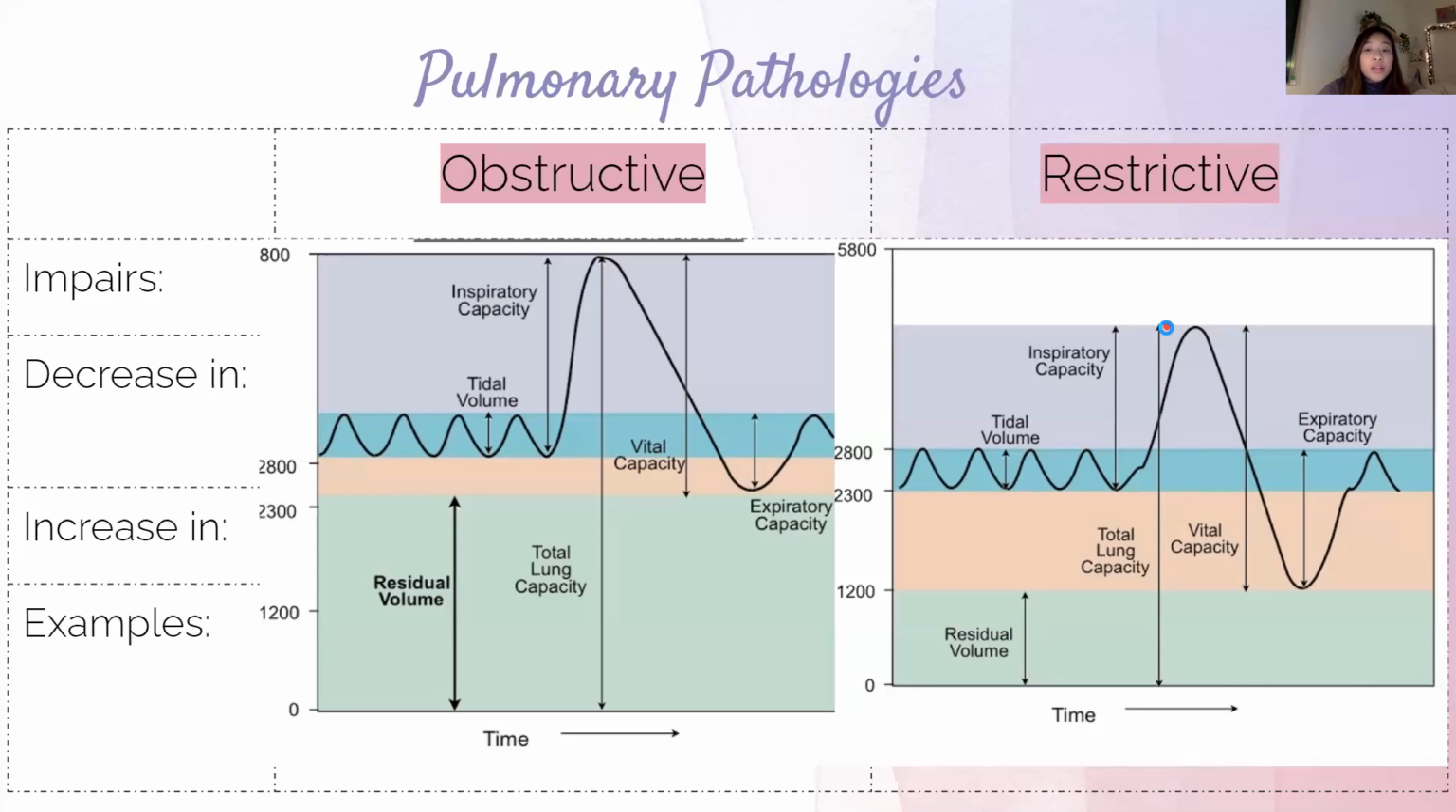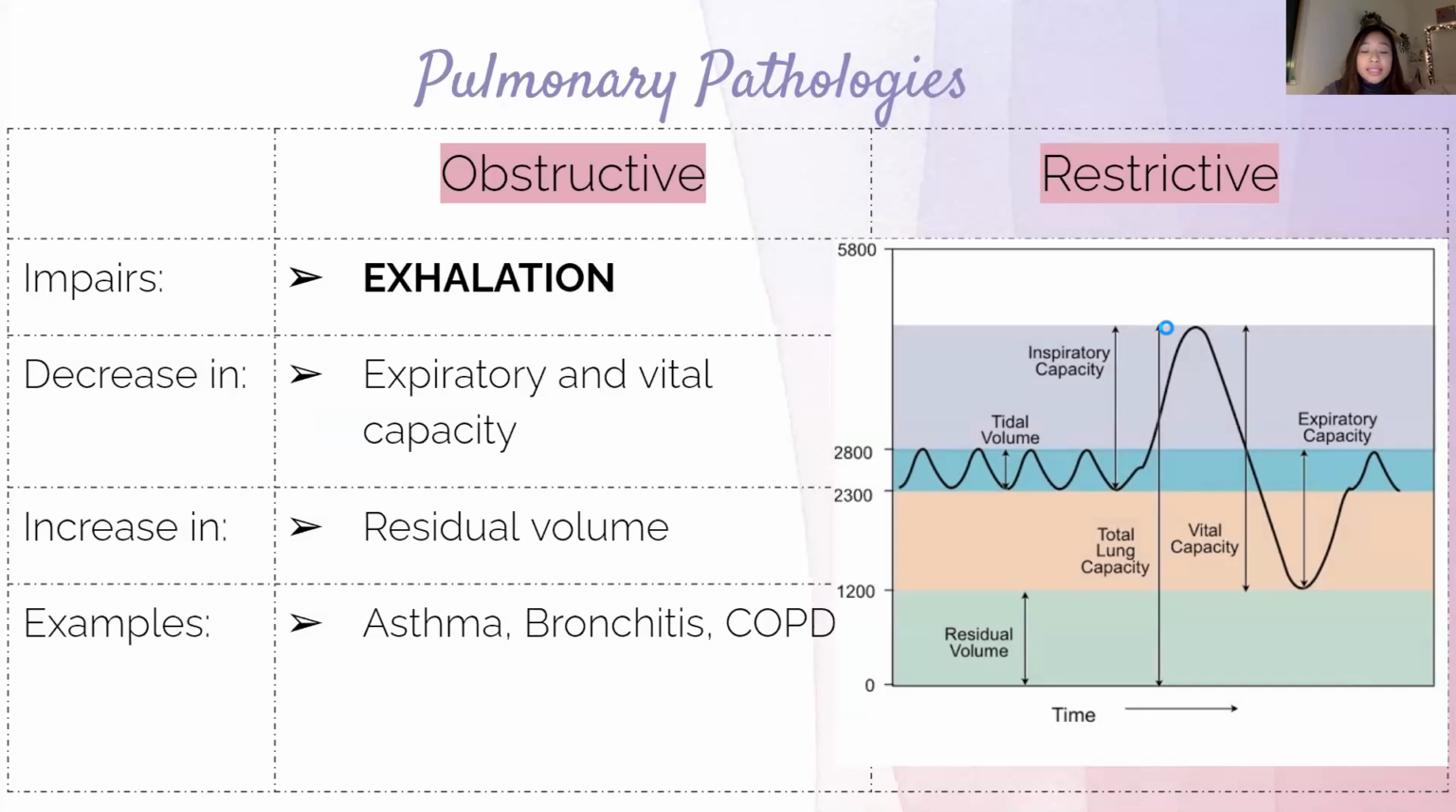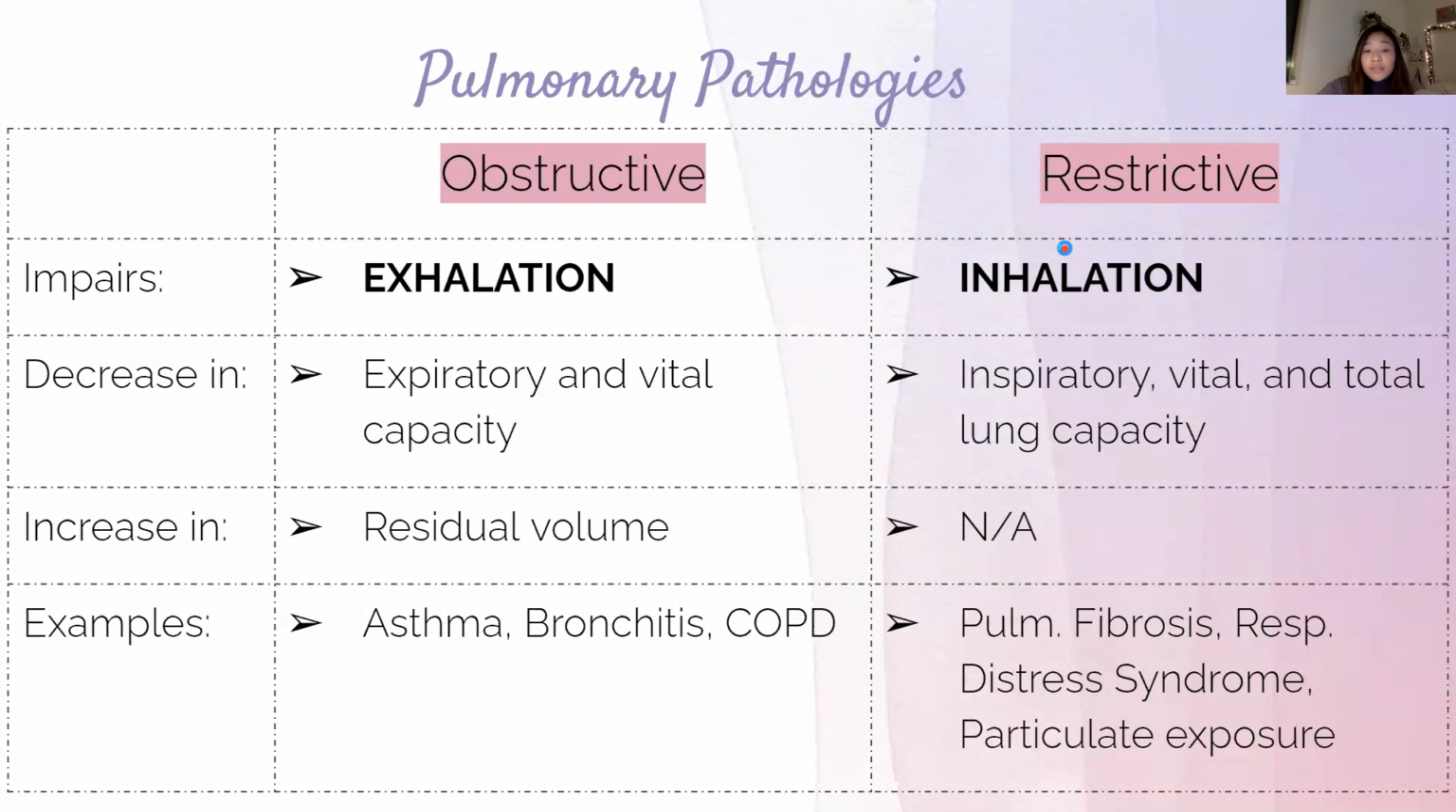Now, comparing pulmonary pathologies. There are two types, obstructive and restrictive. So let's see what obstructive is. Obstructive pulmonary pathologies affect expiration or exhalation primarily. That's the most important part. And I've included what is decreased and increased as well as examples. And moving on to restrictive. Restrictive pulmonary pathologies mainly affect inhalation. These are tables that you can practice on your own, which I highly encourage.